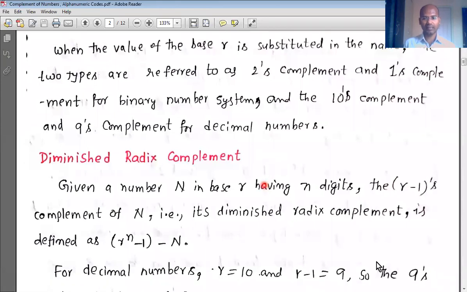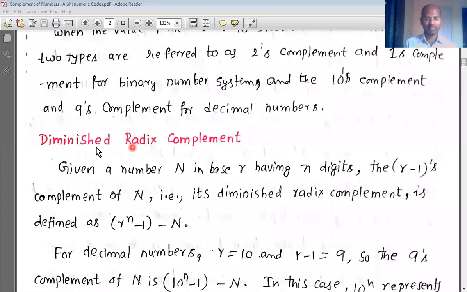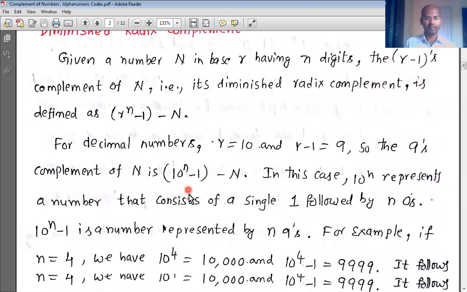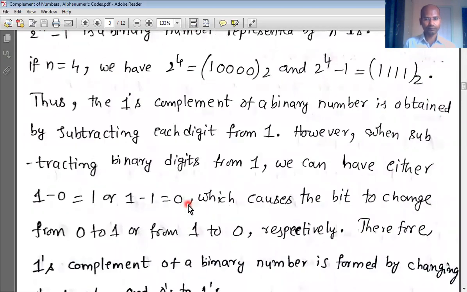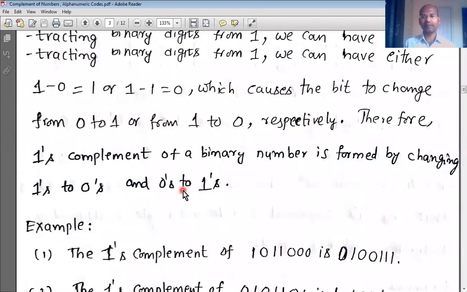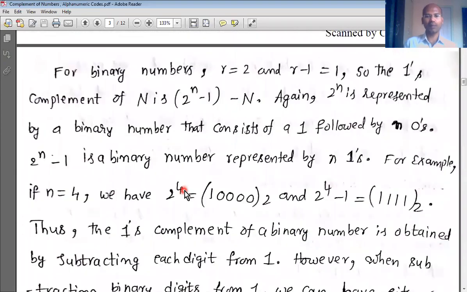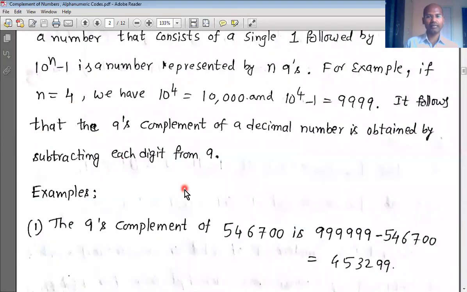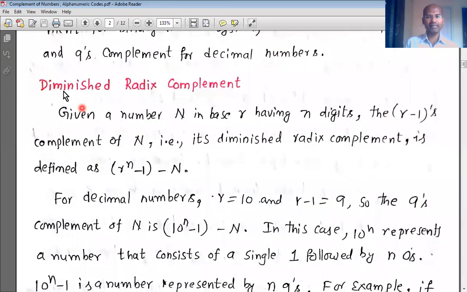There is another complement, which is just called radix complement. So for a given base R, there are two useful complements. One is the radix complement, the other is the diminished radix complement. Now we are looking at the diminished radix complement. It is nothing but R minus 1's complement.